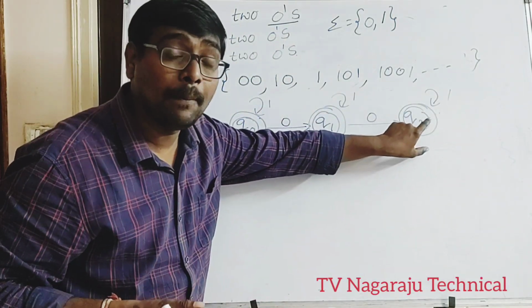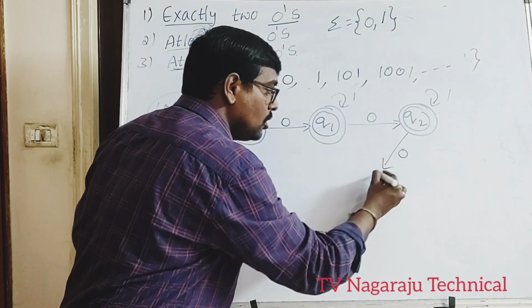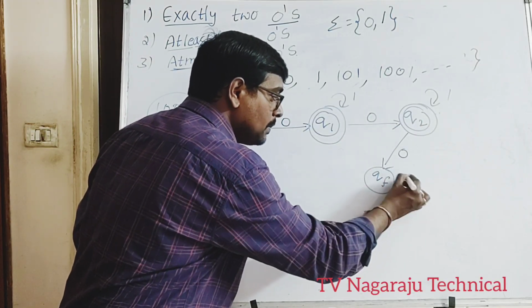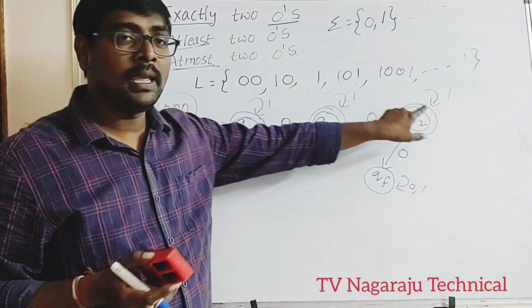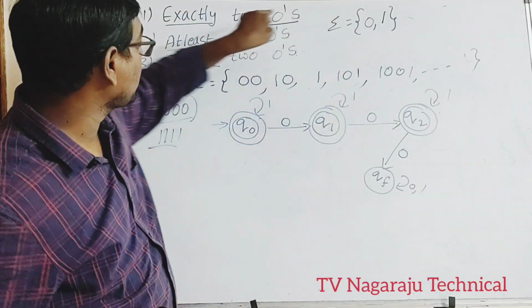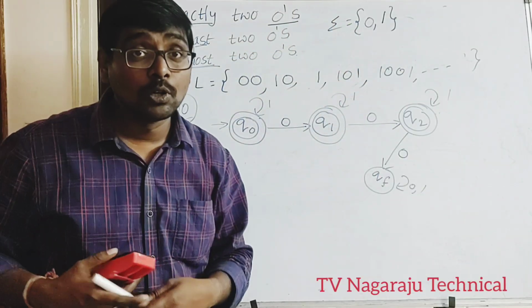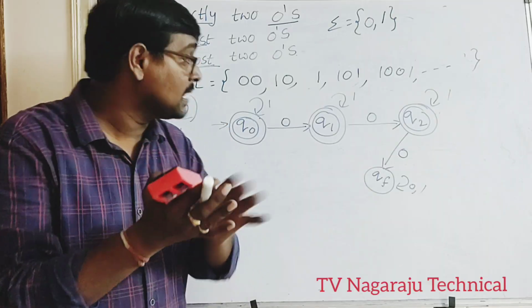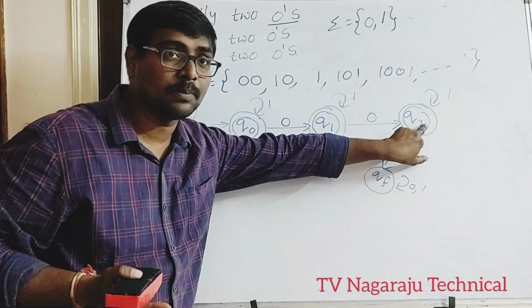And again, what happens if 0 appears on state Q2? The same logic. On 0, we are moving to a dead state. Now observe, with the 2 zeros only, I am in the final state. Maximum 2 zeros. So exactly 2 zeros and at most 2 zeros are almost the same. What is the difference? In the first case, only 2 zeros are allowed, then only that is accepted.